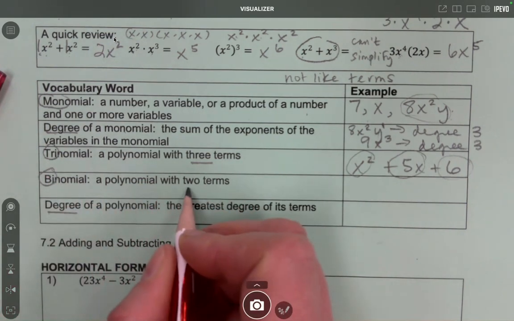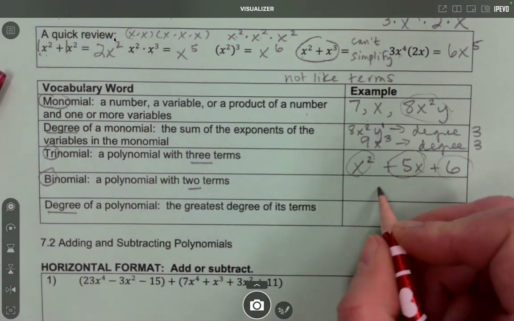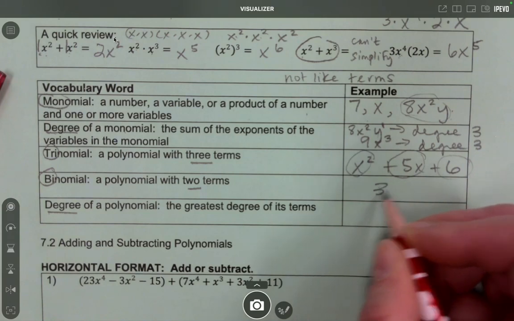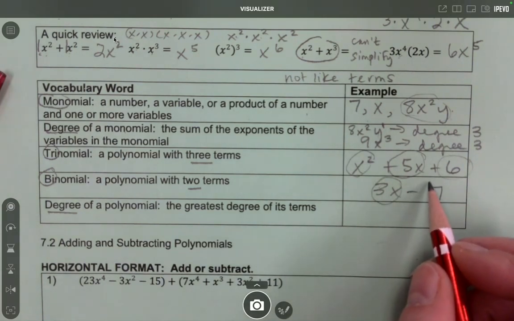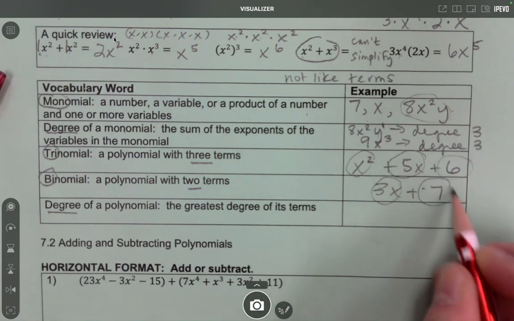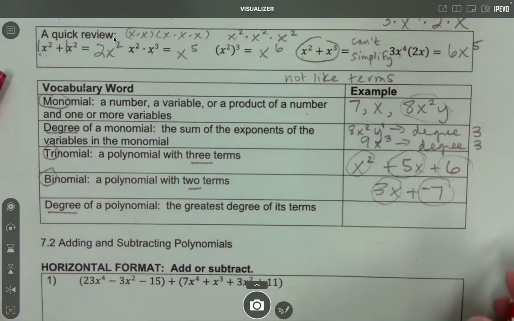A binomial will have 2 terms. So something that we might see would be like 3x minus 7. My first term is the 3x. My second term is the negative 7. So remember to include that sign in front.